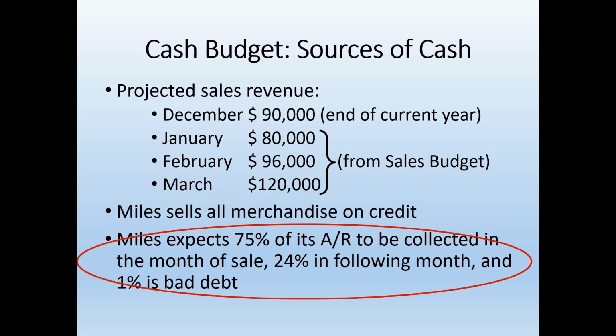Miles expects that 75% of its accounts receivable will be collected in the same month in which the goods were sold, and it expects that 24% will be collected the following month. The remaining 1% is the firm's expected bad debt, sales for which no cash will be received.